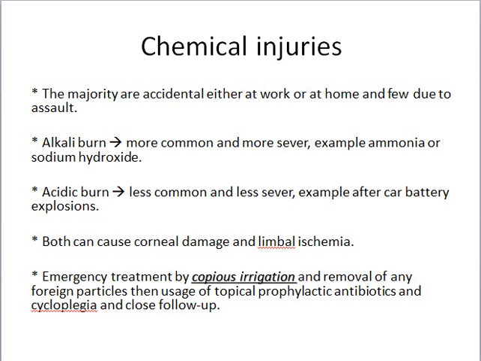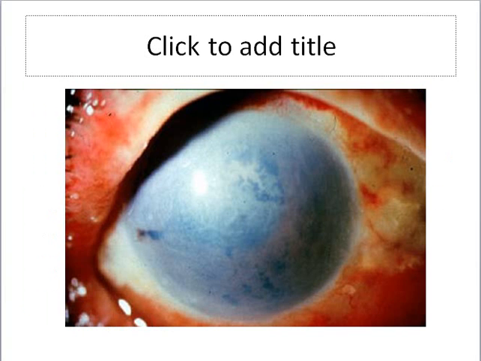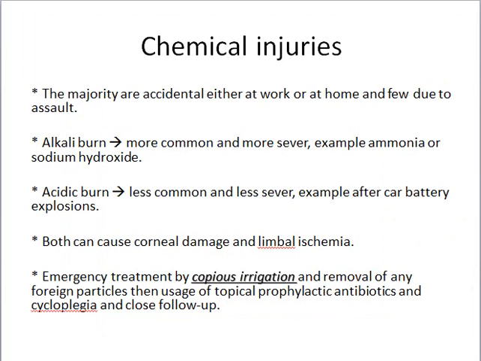Both of these chemical injuries can cause corneal damage and limbal ischemia. This picture shows the cornea is totally opaque and damaged, and there is a limbal ischemia. Emergency treatment for patient with chemical injury is by copious irrigation and removal of any foreign particle, then usage of topical prophylactic antibiotics and cycloplegia with close follow-up.